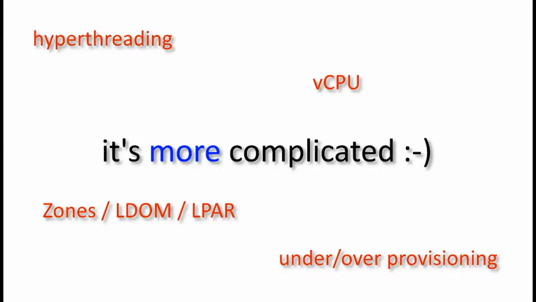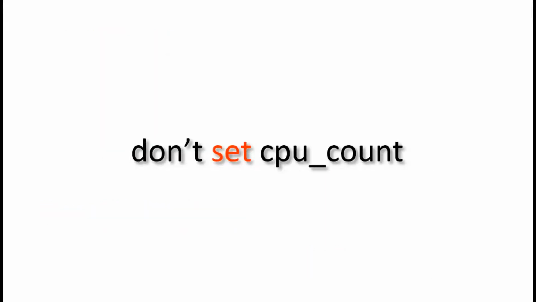So where does that leave us when it comes to CPU count? What does CPU count actually mean in the initialization parameters? Well, in its simplest form, here's my base recommendation. Don't set CPU count. And I'll explain why. In fact, probably a better way of saying it would be careful if you ever choose to set CPU count.